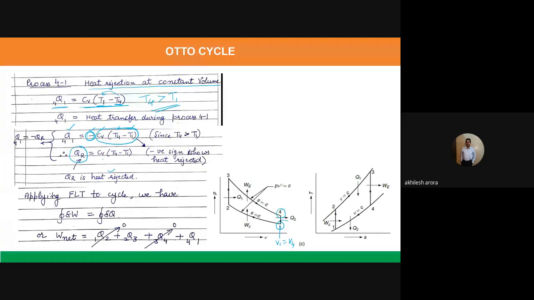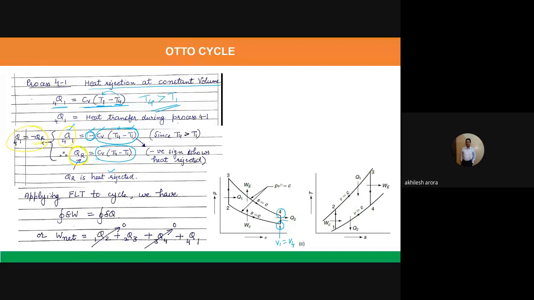And now the value is actually equal to CV (T4 minus T1). If you compare both these equations, this value and this value both have the opposite signs. So I have written here Q4 to 1 is equal to minus QR. This is a very important step.